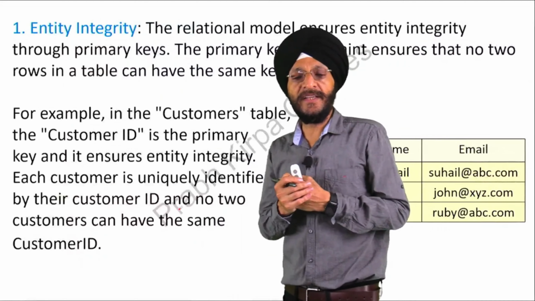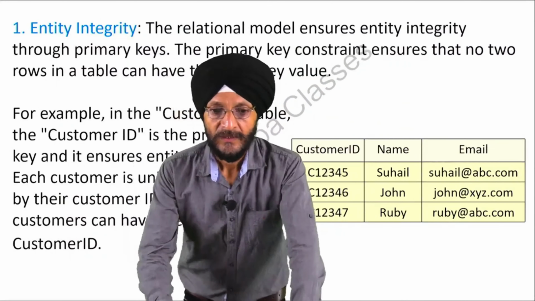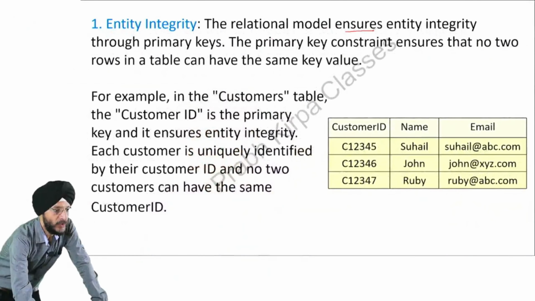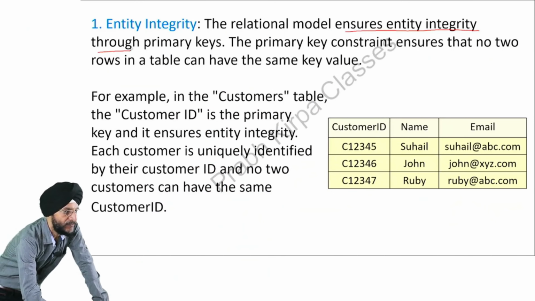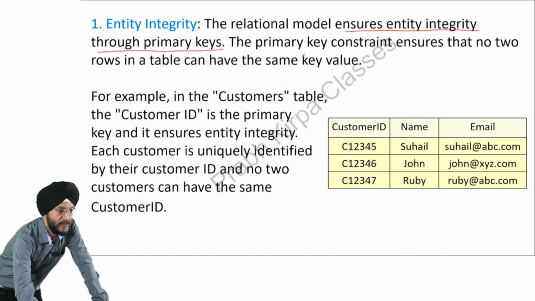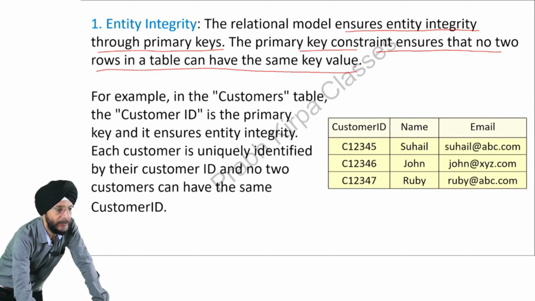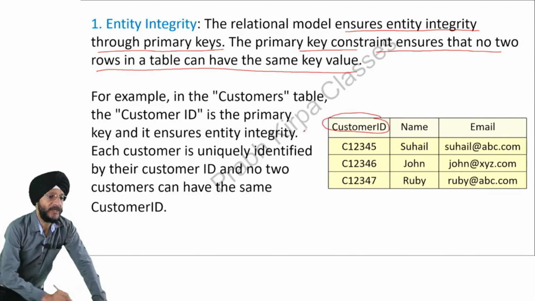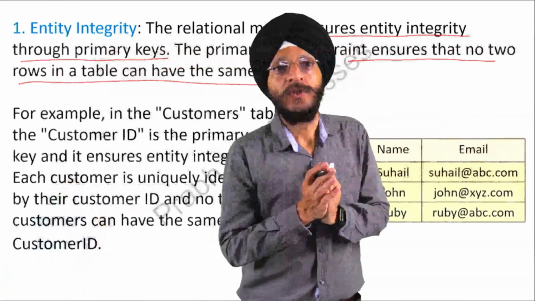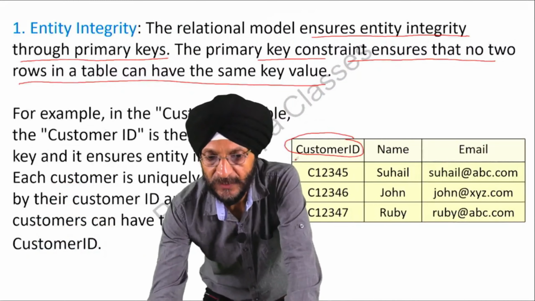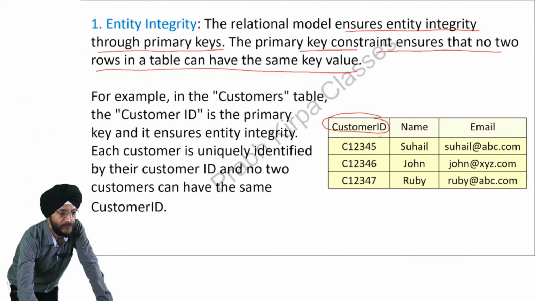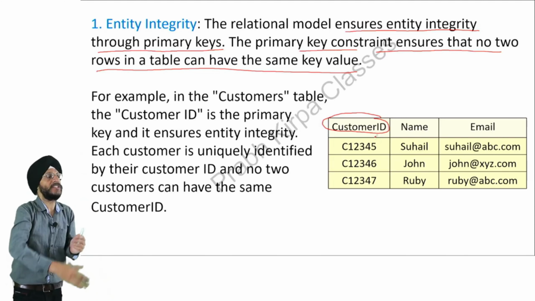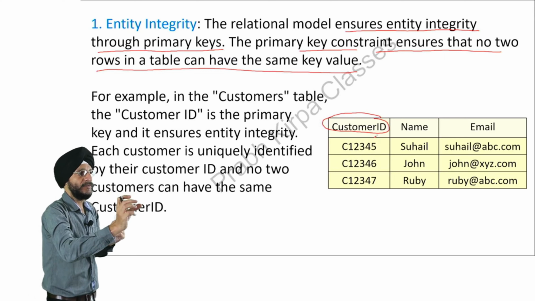First is entity integrity. The relational model ensures entity integrity through primary keys. The primary key constraint ensures that no two rows in a table can have the same key values. Here in this case, this is the primary key, customer ID. Now the primary key constraint ensures that no two customers out of the whole customers have the same values in the customer ID.